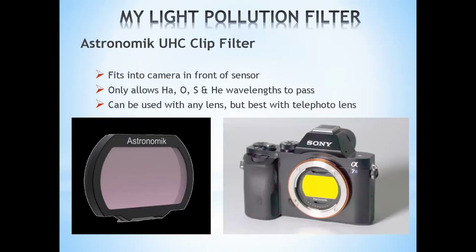The filter that I use is a clip filter, Astronomik UHC, and it fits into the front of the sensor. It just clips in, you don't put it on the lens, right in front of the sensor, looks like that. And now you can mount any lens you want, and the filter will work with that lens. It only allows hydrogen alpha, oxygen, sulfur, and helium to go through.